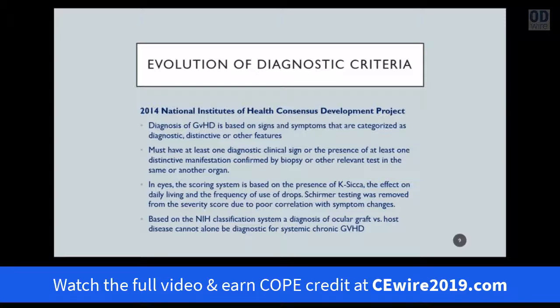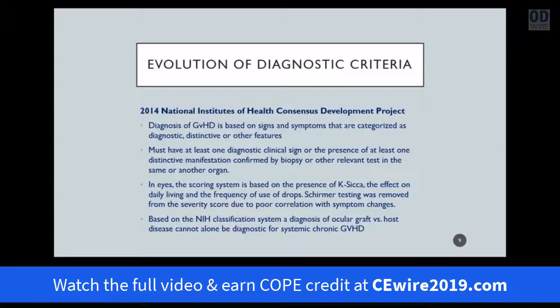Keep in mind that these guidelines are for conducting studies, but it's important to understand that because it's such a complex disease, there were many meetings regarding this, much like we see with the Tear Film and Ocular Surface Society, where we get the DEWS 1 and DEWS 2 reports. They said that there must be at least one diagnostic clinical sign, or the presence of at least one distinctive manifestation confirmed by biopsy or other relevant test in the same or another organ.